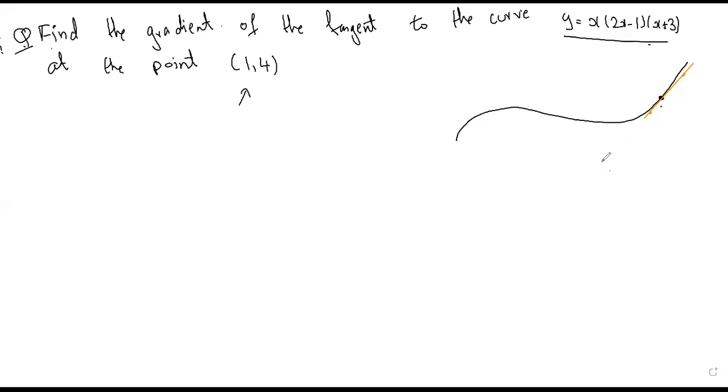So I will find the derivative of this curve and then I will plug in this 1, and that would give me the gradient at this point, which would be the same as the gradient of the tangent line. So this is the idea about it. Now let's start the working.